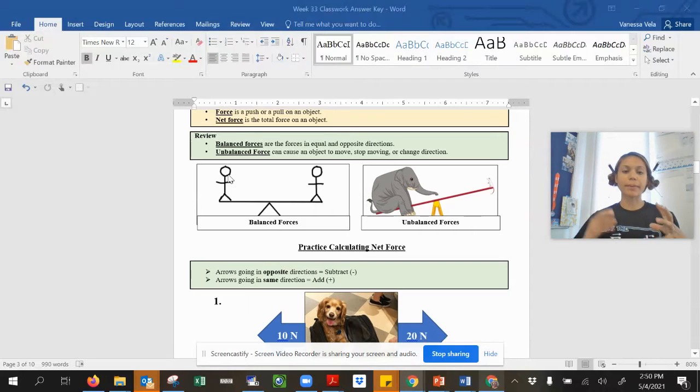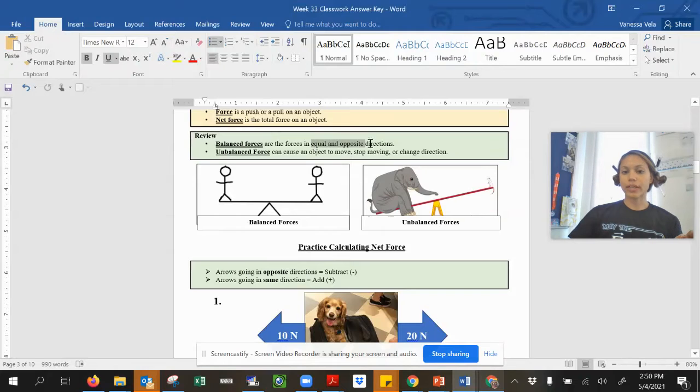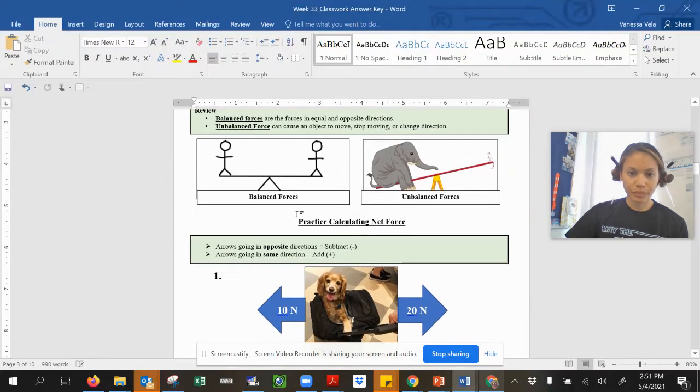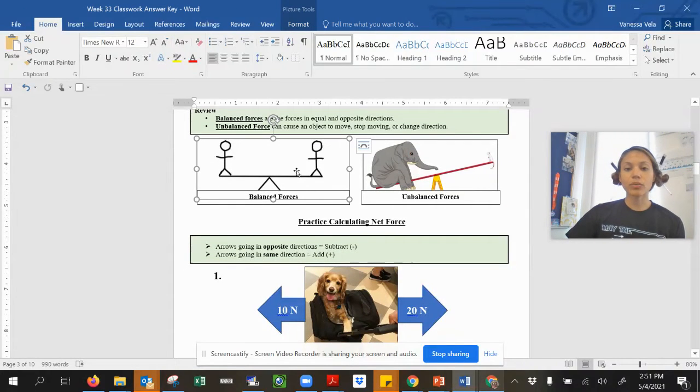Let's review what balanced and unbalanced mean. If you have a balanced force, the forces are equal in opposite directions, so they cancel each other out. So the net force here would be 0. The net force would be 0 with a balanced force, because there is no force acting, it is balanced. An unbalanced force can move an object. It causes the object to either stop moving, start moving, or change directions. A balanced force would look something like this, both equally distributed.